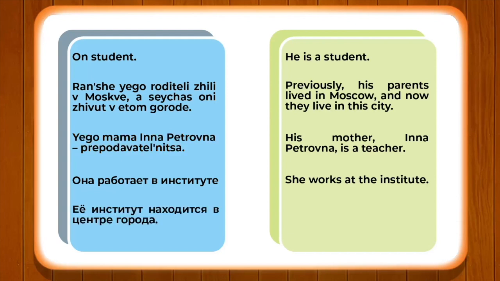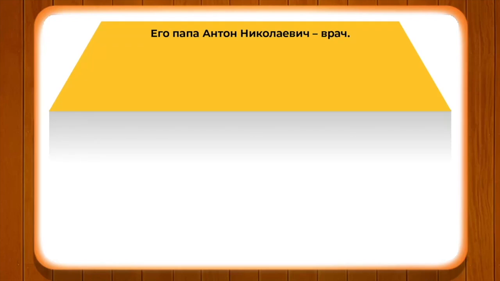Then ее институт находится в центре города. Ее институт находится, is situated in в центре города. В центре, right in the center of the city, Volgograd. Okay, now let's go ahead and pay attention to the next para. Его папа Антон Николаевич врач. So врач is a doctor.